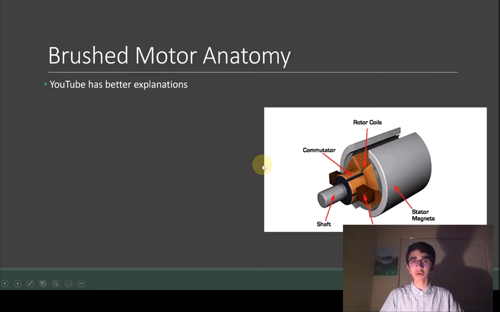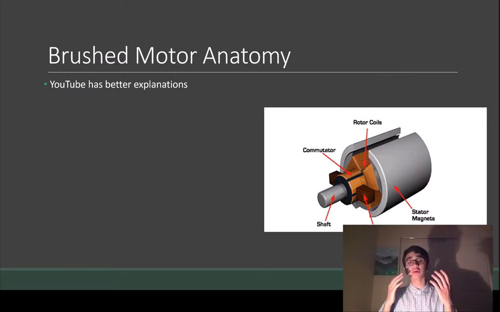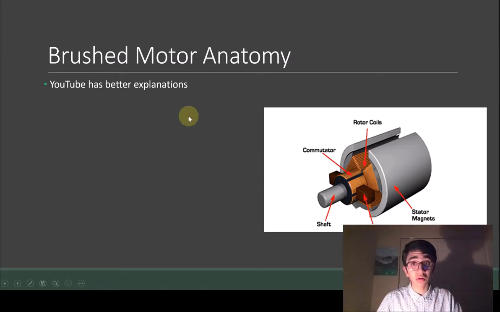Okay, so how do brush motors work? So remember I talked about how for a DC motor to work, we have to figure out how to alternate that electromagnet so that it keeps spinning. And the way brush motors accomplish this is through a commutator and a set of brushes.